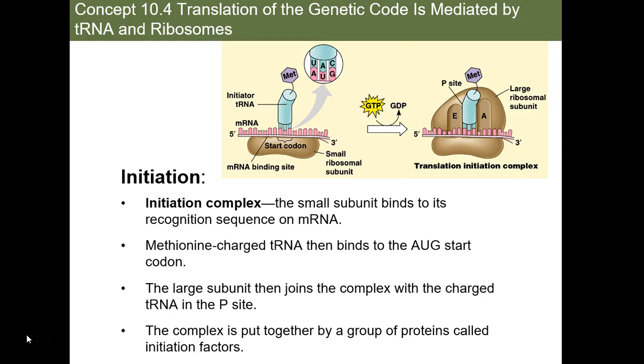Initiation is when the initiation complex is formed. This is when the small ribosomal subunit binds to an mRNA recognition sequence. Methionine charged tRNA molecule then binds to the AUG start codon. Remember, as we mentioned earlier, methionine is the first amino acid because AUG is a start codon. The large ribosome subunit then joins the complex with the charged tRNA in the P site. The complex is then put together by a group of proteins.